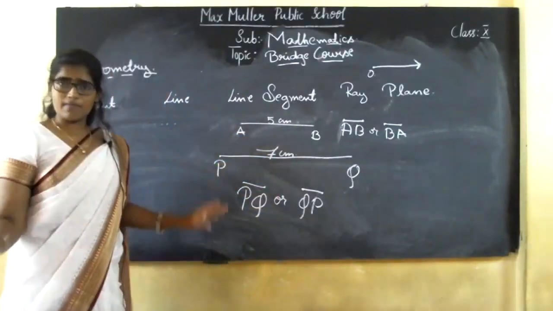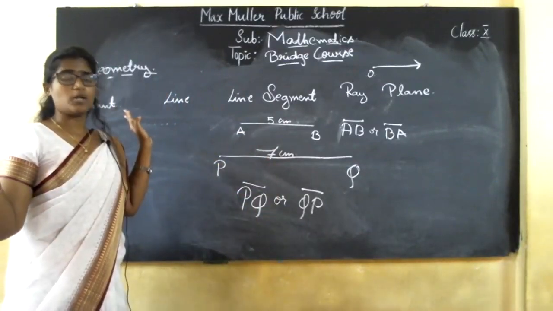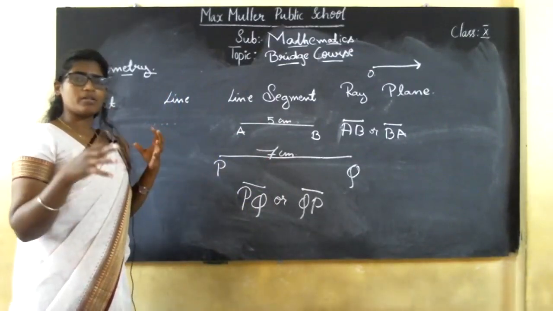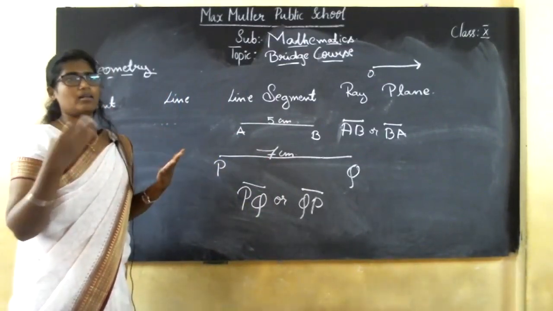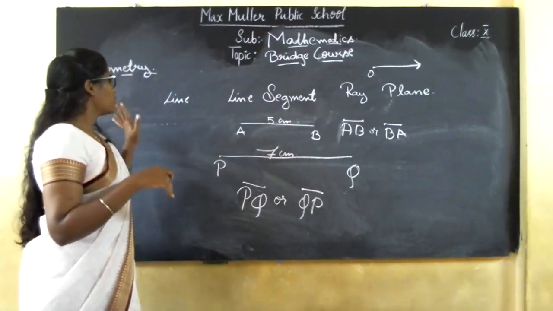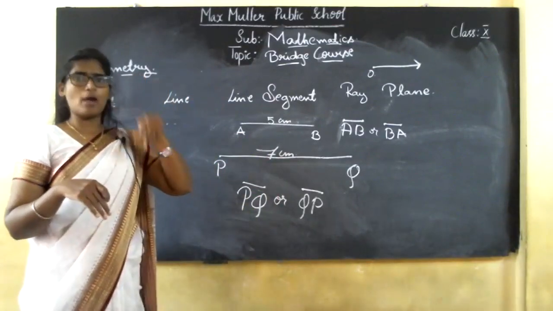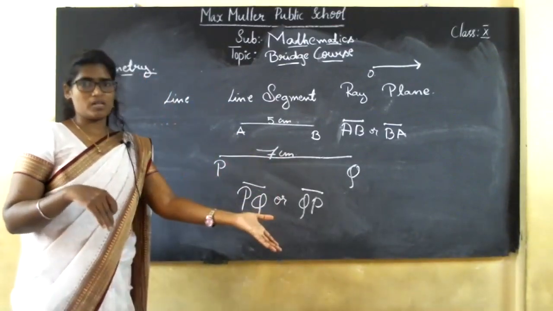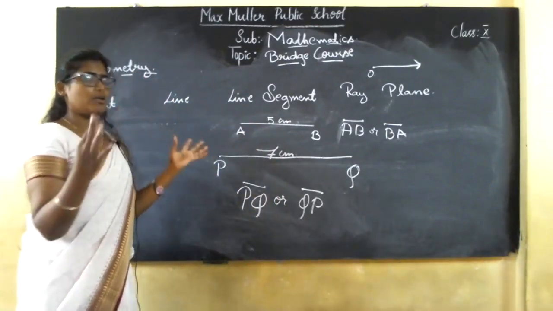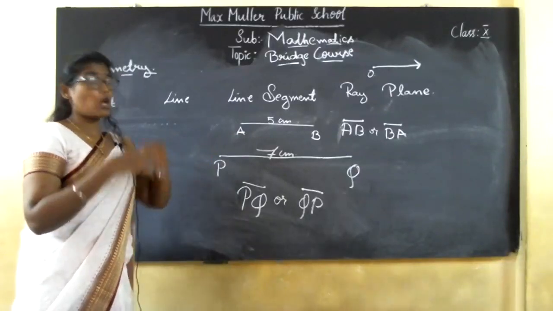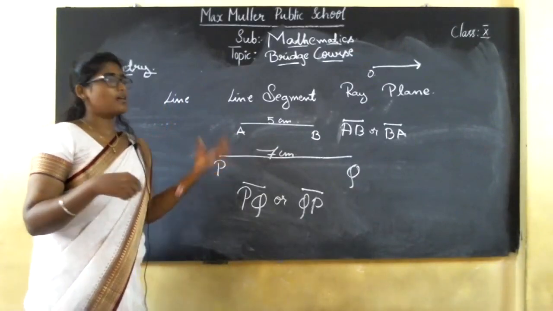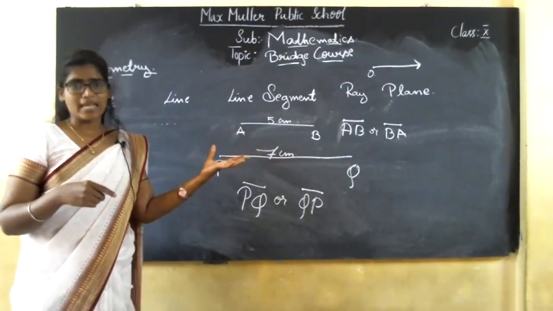Line does not have any fixed point. Both the ends are extended to whichever length you want. Point does not have length, dimension, or thickness. Nothing. It does not have anything. Then what else? The plane you learnt a few minutes before. You are going to draw a geometrical figure where you can extend it to whichever length you want on all the sides, and it is drawn on a plane surface.